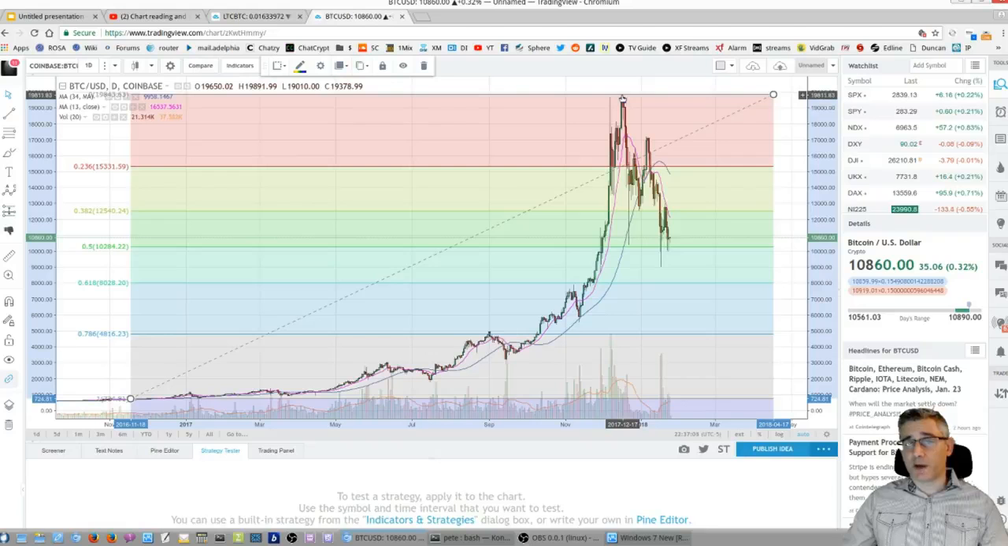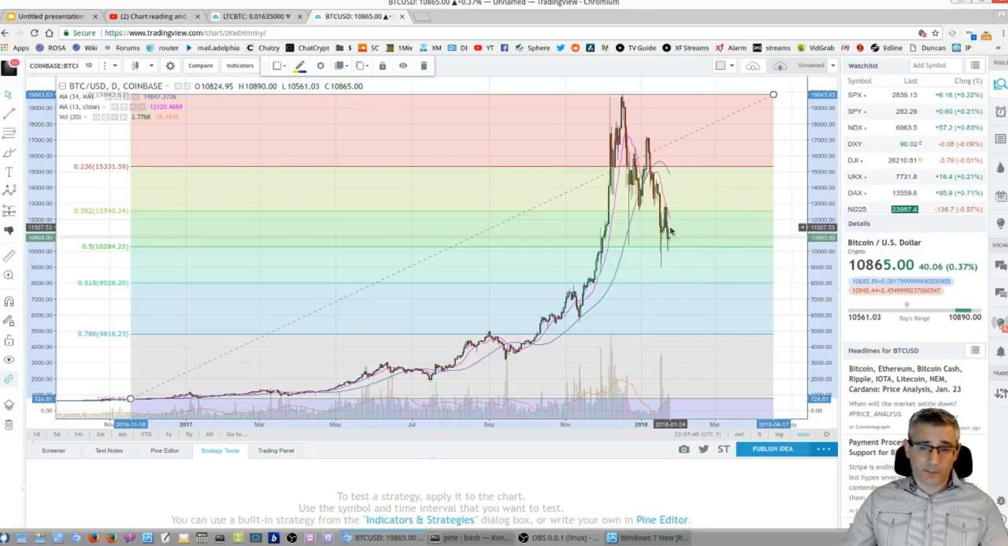Then we mark the top. It bounces off and comes all the way down to this line here, a very significant line, and it used that as a support. Bounced off, and now we're back down to this support level here, this green support level. So how do we use this to determine what's going to happen next?